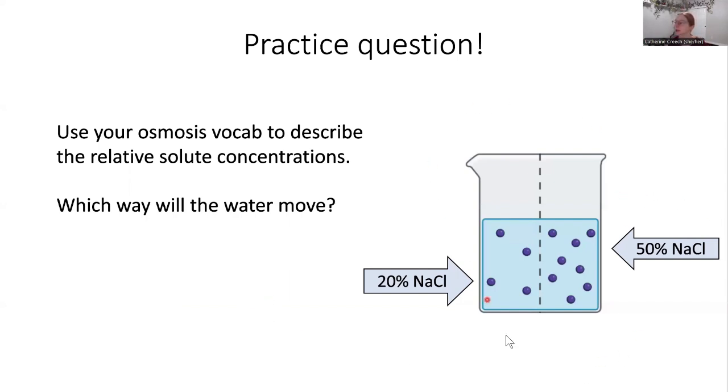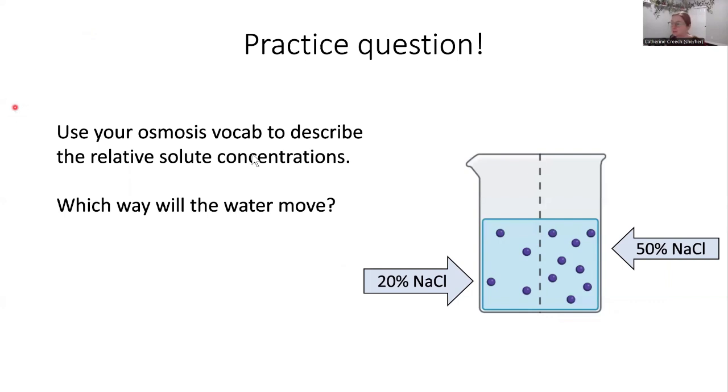In this practice question, we have our solute, sodium chloride, that's table salt, and one side of my semi-permeable membrane has more. There's more sodium chloride on this side. So this side here is hypertonic. The other side has less. It is hypotonic. Because of that, there's more free water on the side with 20% sodium chloride.